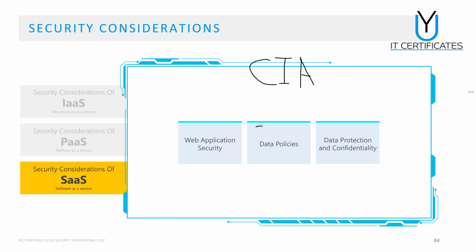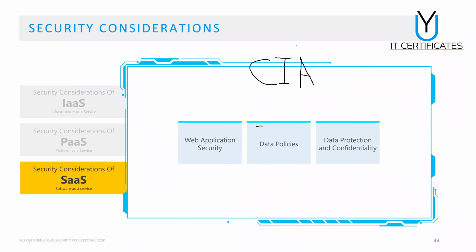CIA, as Jackson mentioned now, is considered the pillars of security. These are the security pillars: confidentiality, integrity, availability. Confidentiality means that we prevent unauthorized access to the data. Integrity means preventing unauthorized changes to the data. Availability means providing the data to authorized users 24/7.